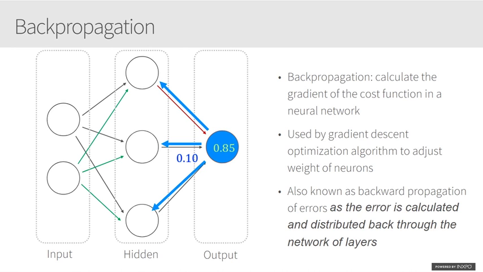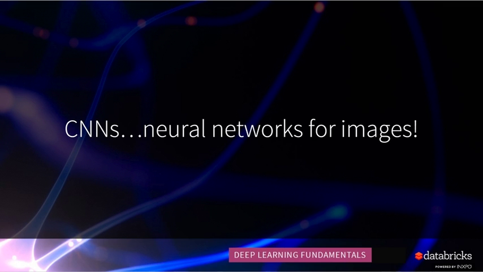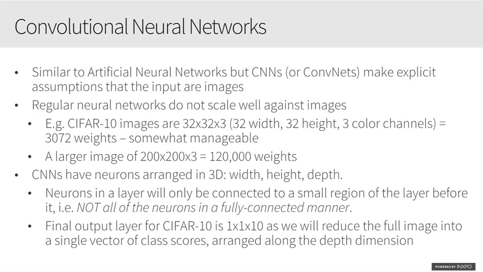This is actually an important concept for any neural network that we have, okay? All right, and so now, again, we're going to switch over a little bit to a primer on convolutional neural networks, okay? It's, as noted, a neural network specifically designed for images. It's similar to any concept of an artificial neural network, but CNNs or ConvNets make explicit assumptions that inputs are images, okay? The reason why is because regular neural networks don't scale very well against images. For example, if you take a standard CIFAR-10 image, which is 32 by 32 by 3, 32 pixels width, 32 pixel height, and 3 color channels, there's about 3,072 weights, which is somewhat manageable.